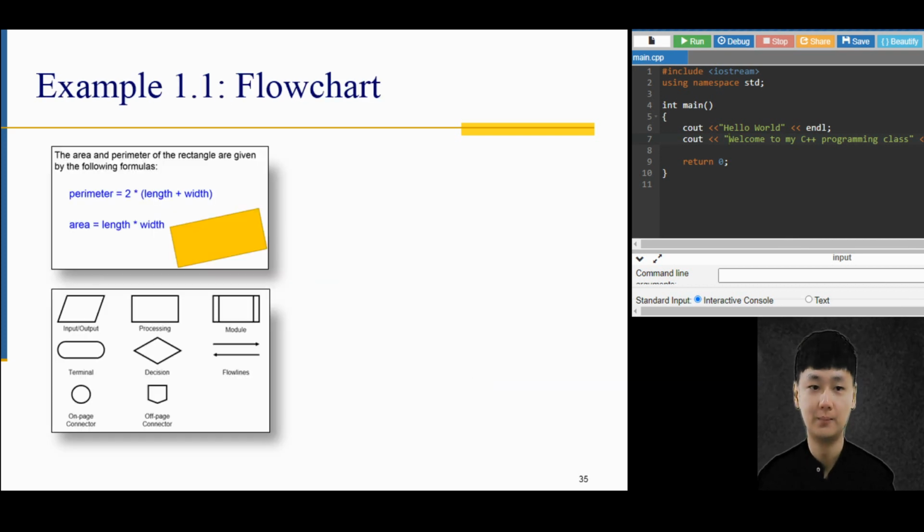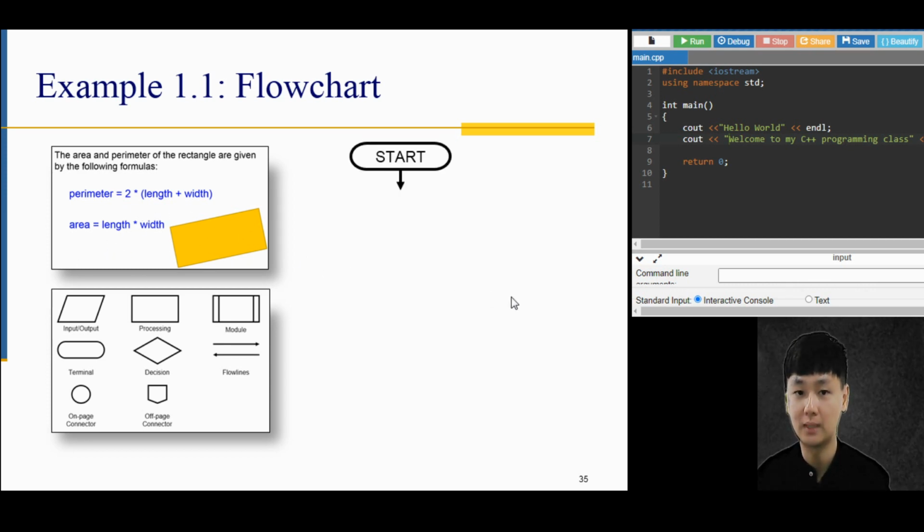We have the question to find the perimeter and the area of a rectangle, and you have identified the parameters, length and width, and also the formula to get the result, right? To start planning your work using a flowchart for this question, first thing first, you have to start with a terminal, using the terminal symbol. So what is the next step?